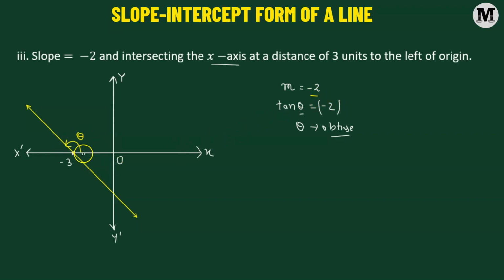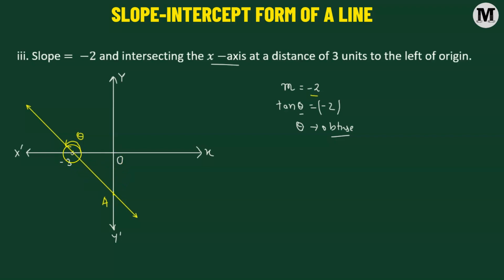Our goal will be to determine the equation of this particular line. However, to find the equation of the line using the slope-intercept form, we need the y-intercept. Let's consider the y-intercept to be point A. So we need the value of the length OA. That is going to be the y-intercept. But we are only provided here with the x-intercept value, which is negative 3.